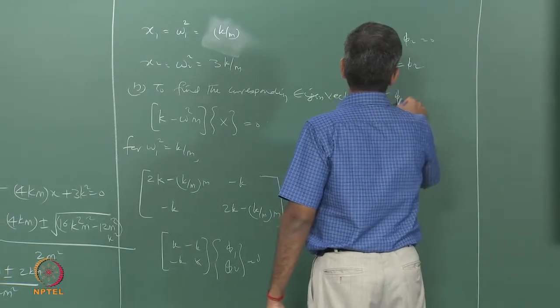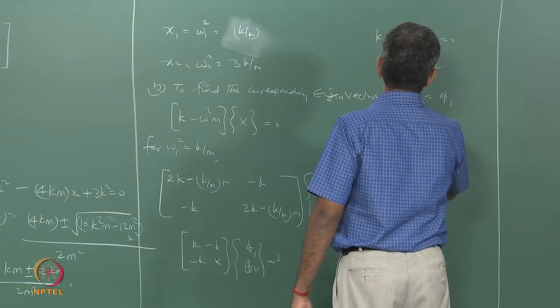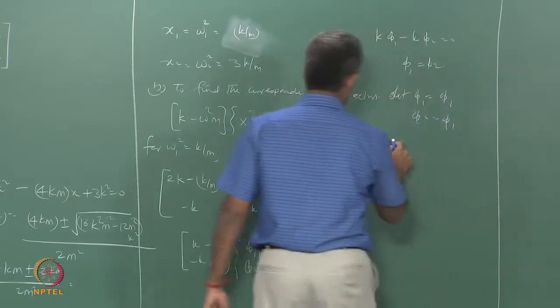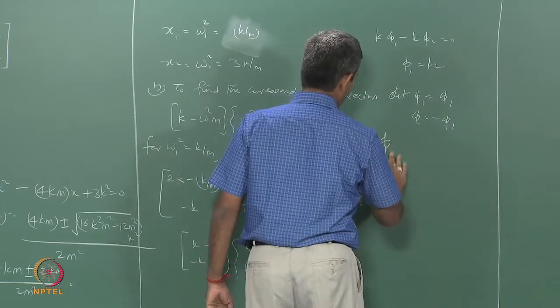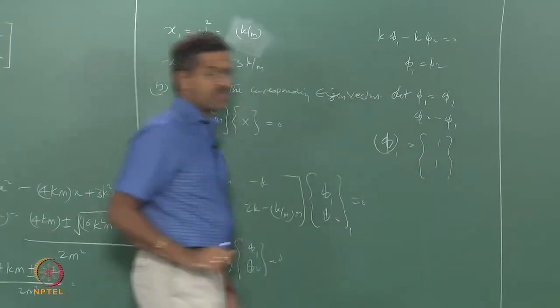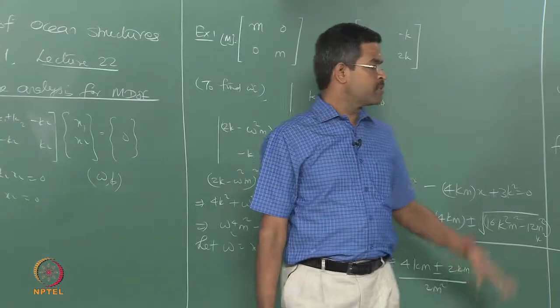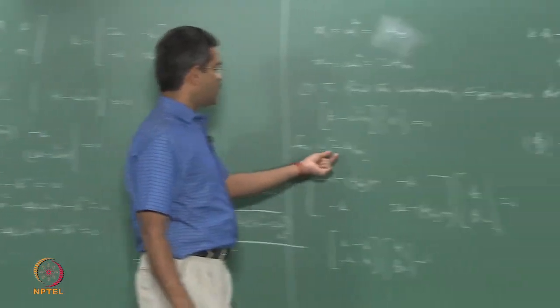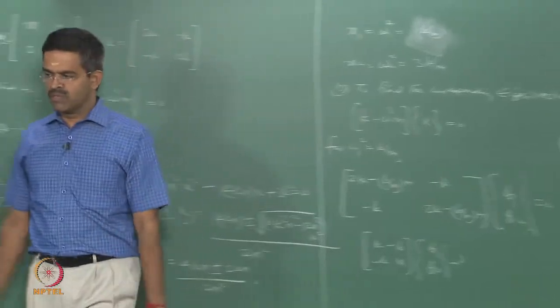So, let phi 1 be phi 1 and phi 2 will also be equal to phi 1. So, the first mode shape will be equal to 1 and 1. So, since the first mode shape is positive, I can say this is the fundamental frequency of the given system, because there is no 0 crossing.